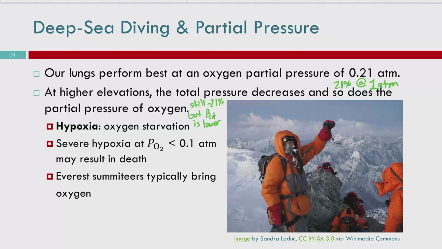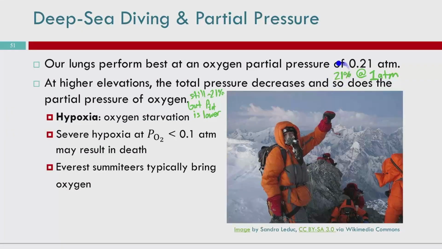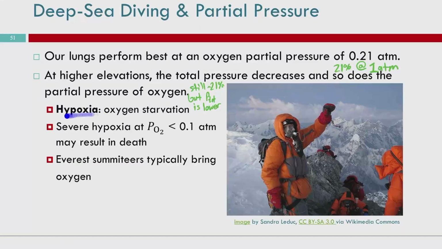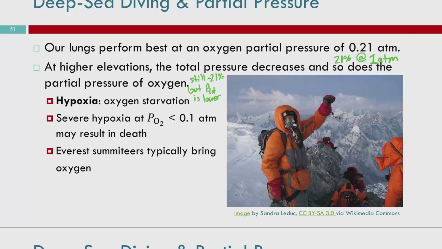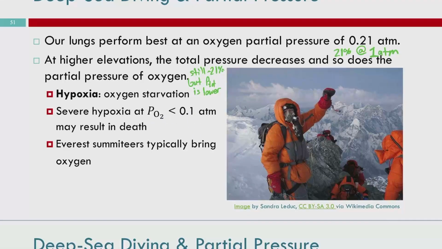So if you're up at like a mile or 2 of elevation, if you're up hiking in our Sierra Nevada mountains, you might notice that you're getting winded a little bit more easily because there's less oxygen in the air. It's still 21%, but the pressure total is lower, and so there's less oxygen available for you to breathe in, so it makes you run out of oxygen a little bit more. If you get too high up, then you run into hypoxia, which is oxygen starvation, and that can occur to a severe extent at partial pressures of less than 0.1 atmospheres.